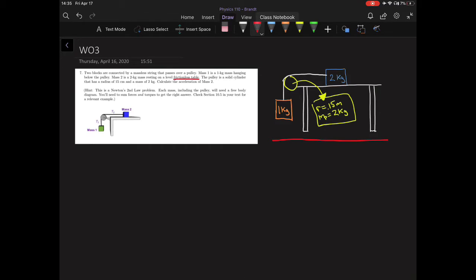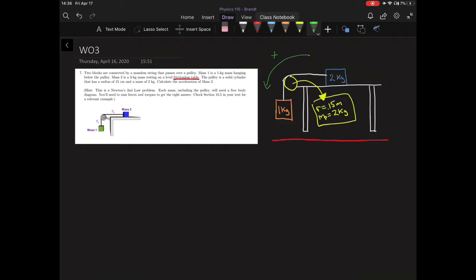So the first thing we're going to want to do is to define in our problem some coordinate system along with our picture. So it appears that the 1 kilogram block is going to fall towards the ground, so that seems like a good way for us to define our system. So we'll define positive as that way. Now let's look at the problem.